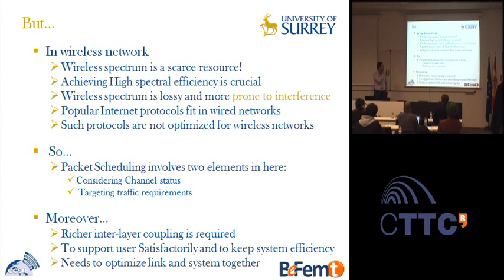So if we want to consider packet scheduling in this type of system, two issues are getting important. One is thinking about the channel status of the different users, or in other words, the channel profiles that we have. The other is the traffic requirements in terms of fairness or quality of service requirements of different users in the system. If we put all this together, we need a richer interlayer coupling in the system to support all these multiple objectives together and to be able to optimize our link and the total system together.